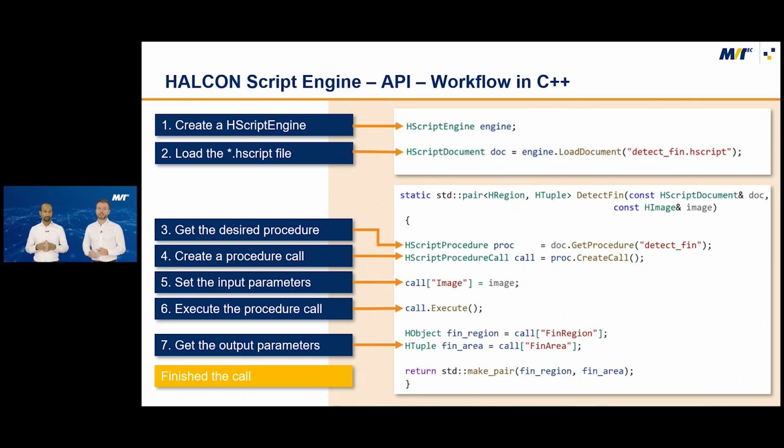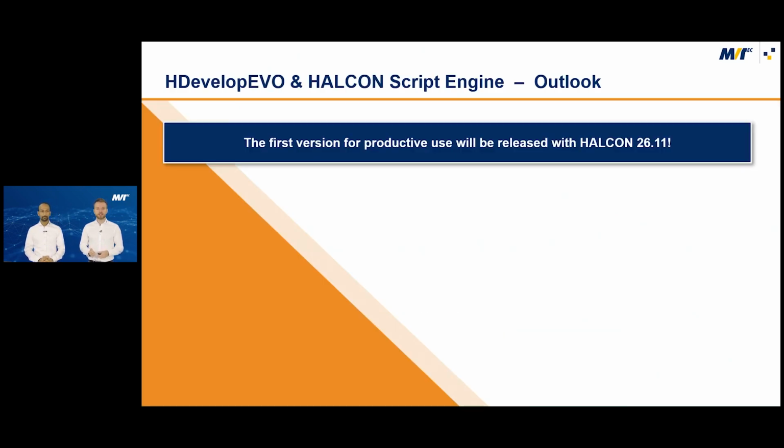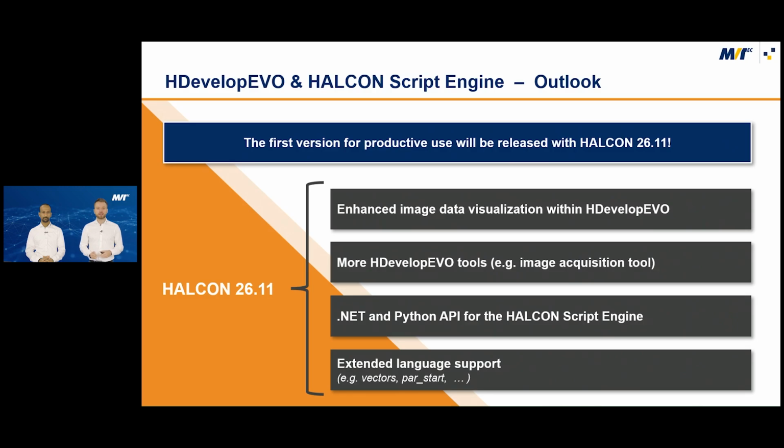And you might ask, the HALCON script engine is a preview and HDevelop EVO is also a preview. When will be the first official release that is not a preview anymore? Here our goal is to release the first version for productive use with HALCON 26.11, so the next HALCON Progress Steady release. In the meanwhile, we will add many more features into our IDE and our HALCON script engine. For example, we will really enhance the image data visualization within HDevelop EVO. We will add missing tools, for example, the image acquisition assistant.